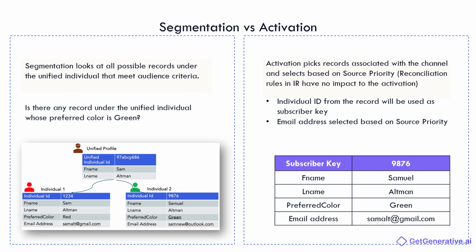You can also choose email addresses. Let's say you have two different email addresses in here, one from individual one and second from individual two. You can also choose which email address you would like to send the email to. So during activation, we can choose which record ID we need to utilize. We can also choose which email address we want to send the communications to, if we have to.